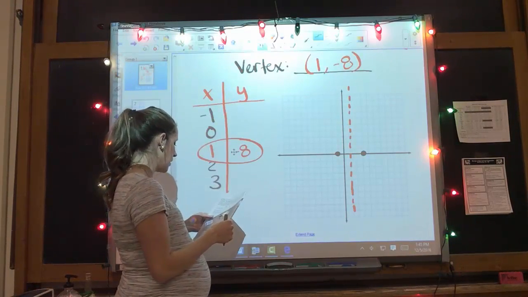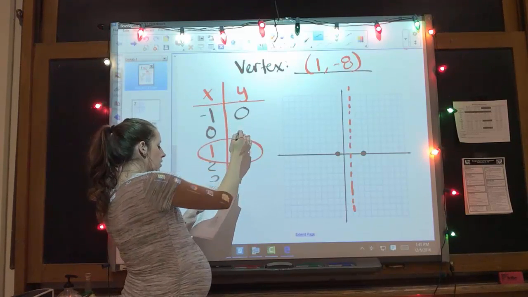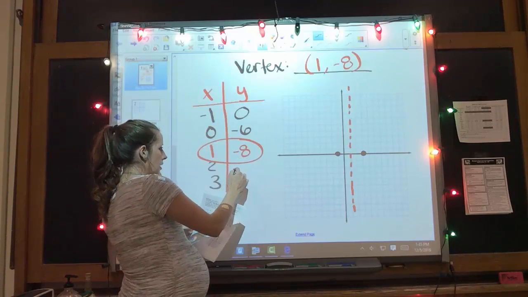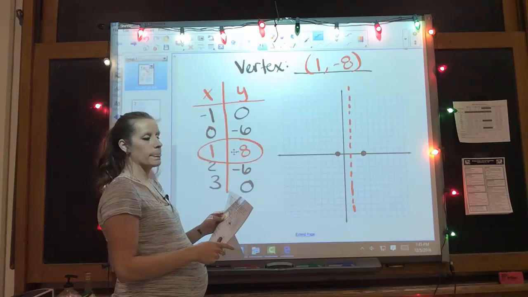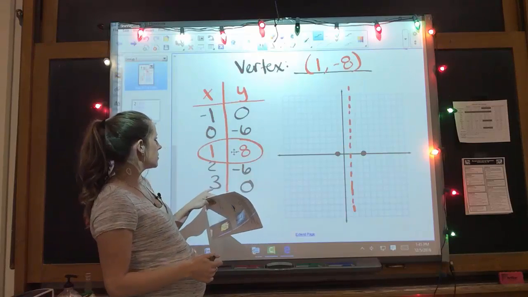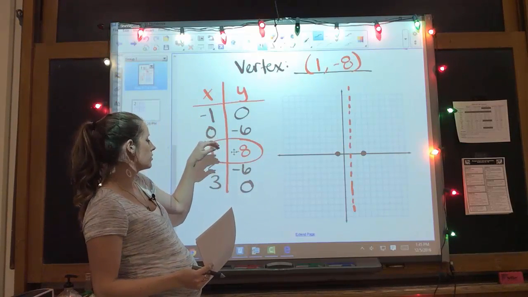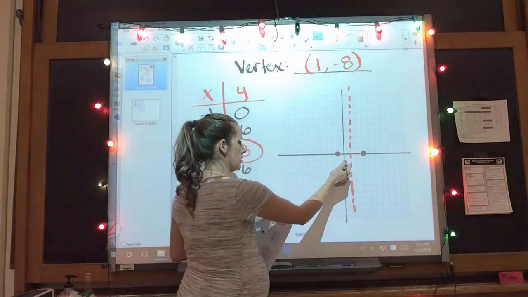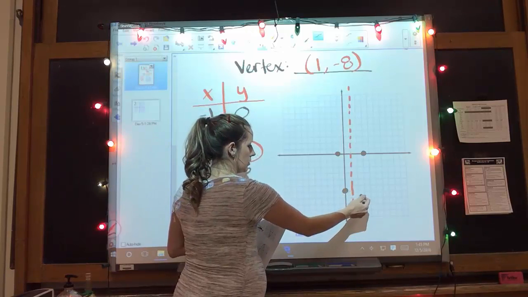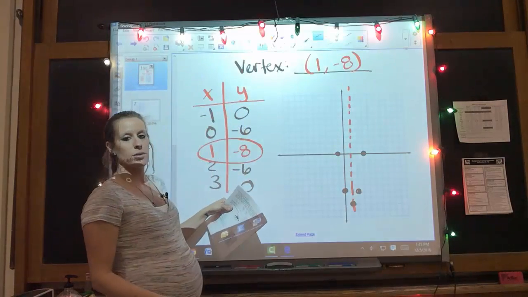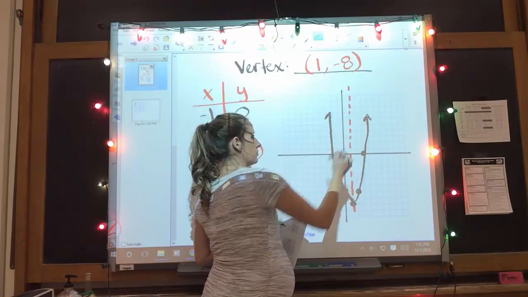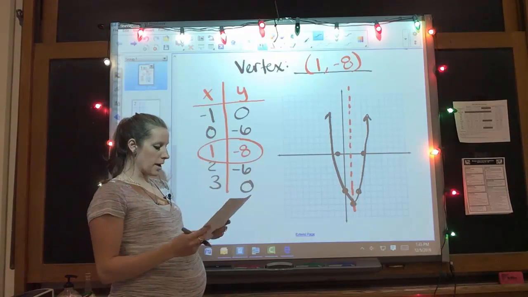Then the rest of the table: when x is -1, my y is 0; when x is 0, y is -6. We already have the vertex, and then that parabola starts coming back up. Now we're going to plot some points. We already have the point (-1, 0). Now we're going to plot (0, -6), (1, -8), (2, -6), and we already have the point (3, 0). So that's your parabola on number 4.